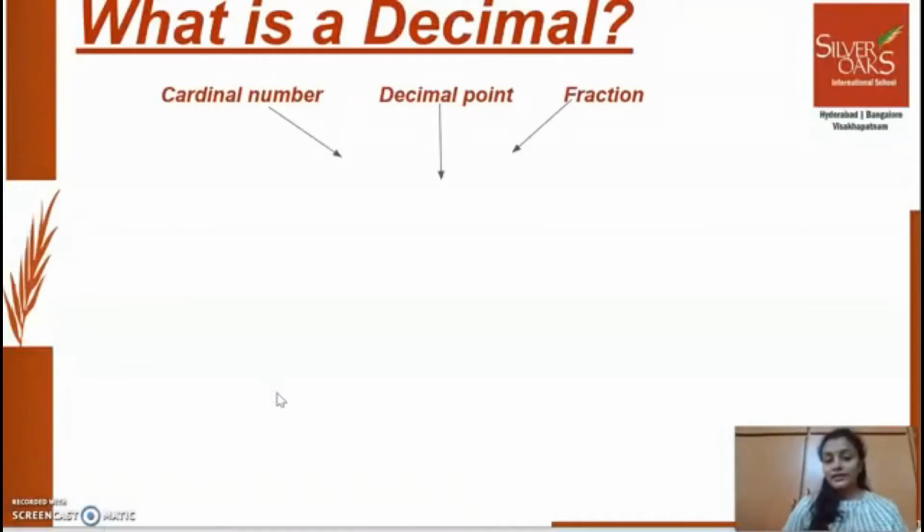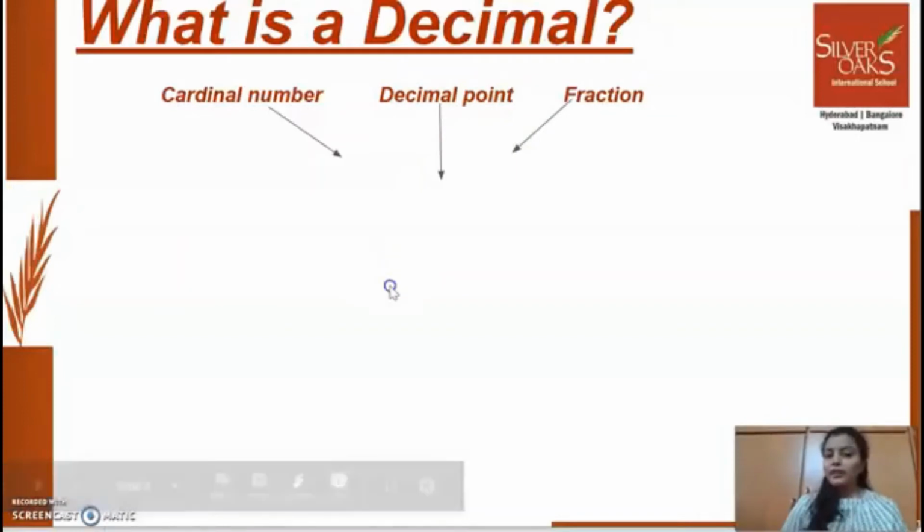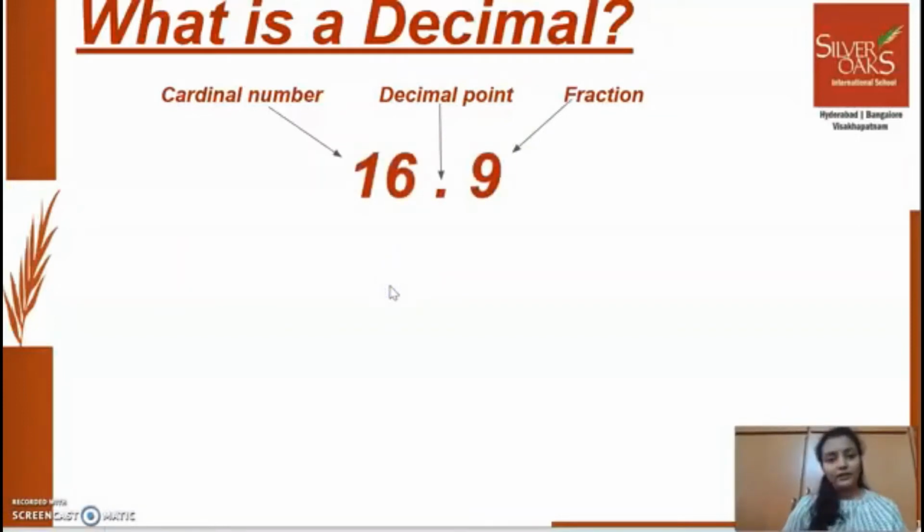A decimal has two parts and it is separated by a decimal point. So you know cardinal numbers and you know fractions, right? You already learned fractions. So a decimal point separates a cardinal number and a fraction. This cardinal number is also called a whole number. In the coming years, you will get to know what whole numbers are. For now, just remember that a decimal point is something which separates a whole number and a fraction.